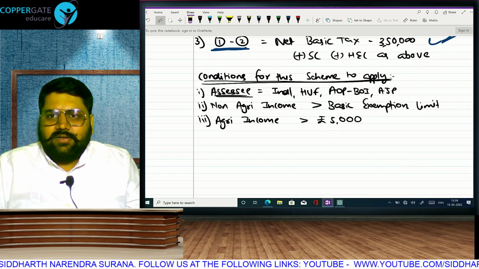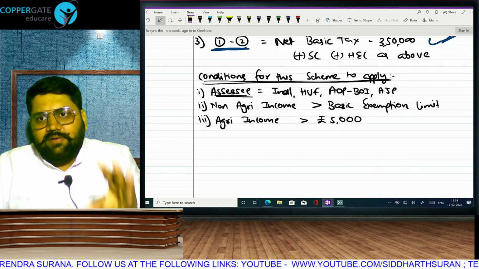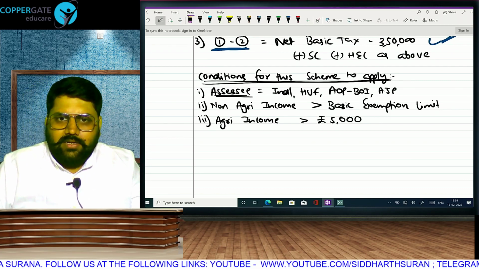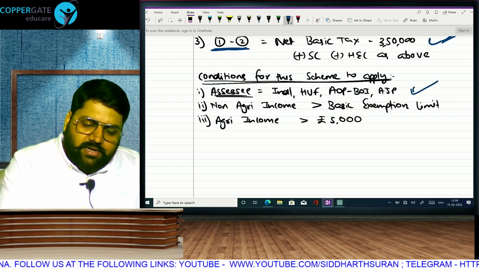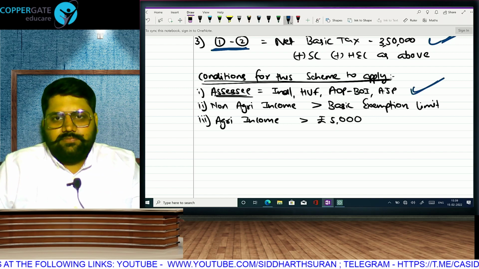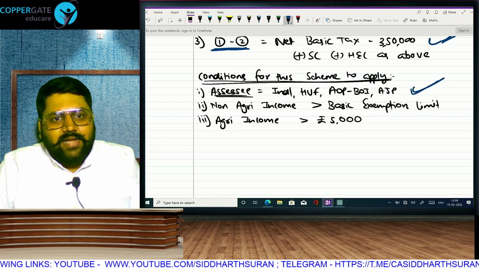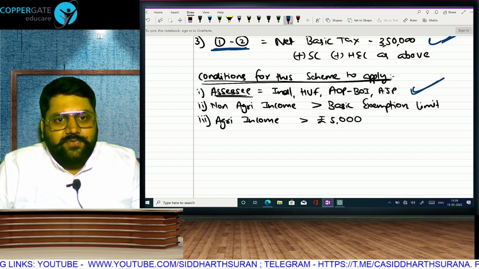And for this there are conditions. Only if these conditions are fulfilled, the scheme is applicable. Otherwise the scheme will not be applicable. Condition 1, assessee has to be individual, HUF, AOP, BOI, artificial juridical person. Of course, slabs are applicable only to this assessee. Go check the tax rates of company and firm. They have a flat rate of tax. Slabs are not applicable to them, so the scheme is applicable only to this assessee.